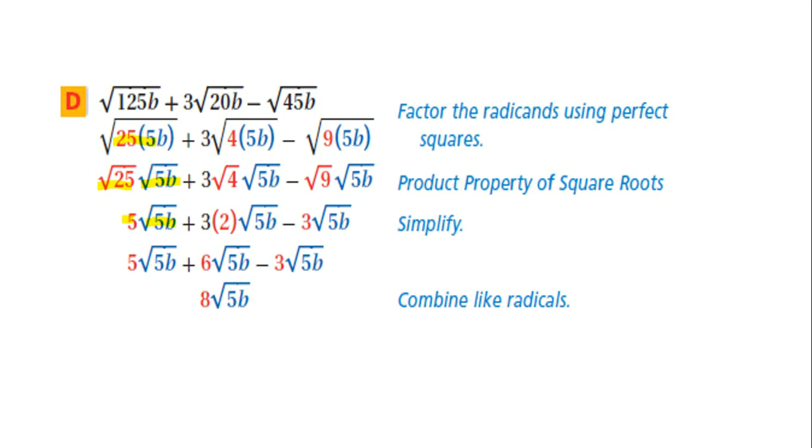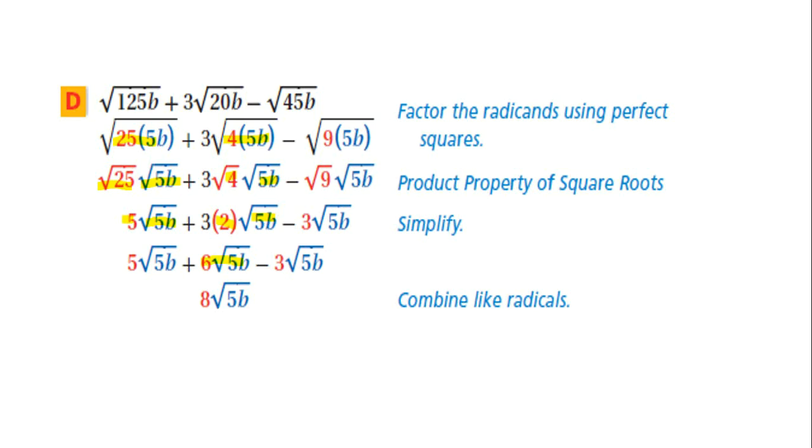Now move to the second term, 3 radical 20b. Factorize 20, it is 4 times 5. We don't, again, choose any two numbers. We choose the numbers where only one of them is a perfect square. Here it is 4. Now 4 times 5b. Split the root: square root of 4, square root of 5b. Square root of 4 is 2. Square root of 5b, we'll write it as it is. Then the answer is 3 times 2 is 6 radical 5b.